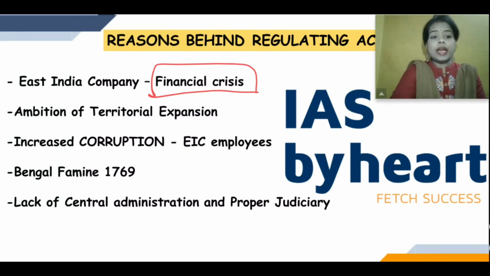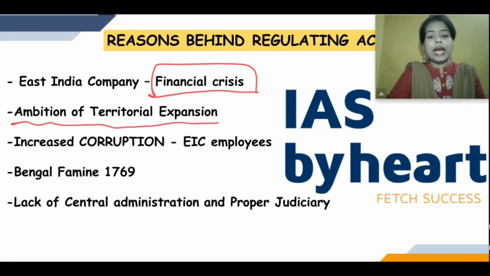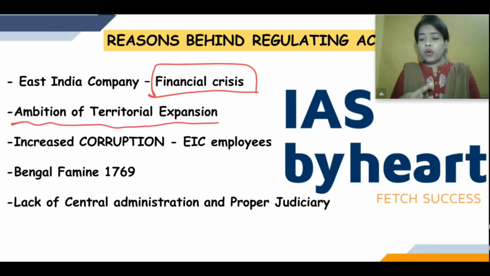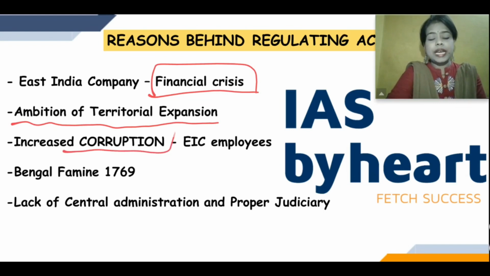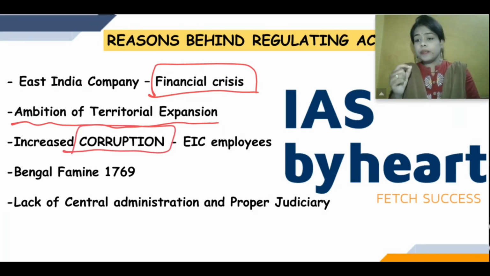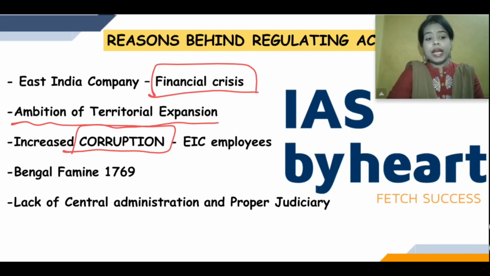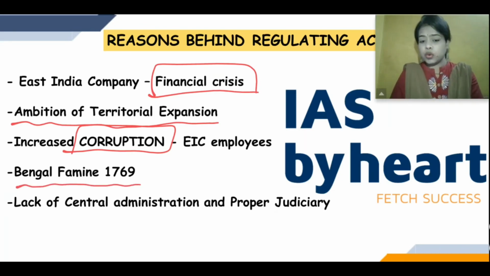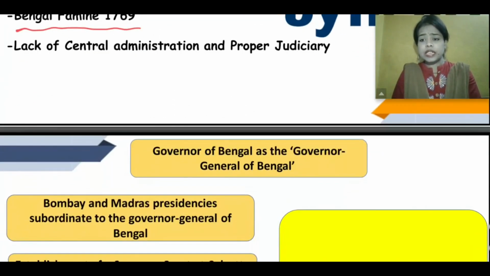That is one thing. And we all know that the territorial ambition was increasing with the number of wars and the other things which they slowly started doing in the 17th century, and the increased corruption, as I have said. So the private trade, specifically the money which was taken individually by every East India Company employee, that was the concern of this act. And then in the background the Bengal famine was going on, and they wanted a centralized administration with a proper hierarchy.